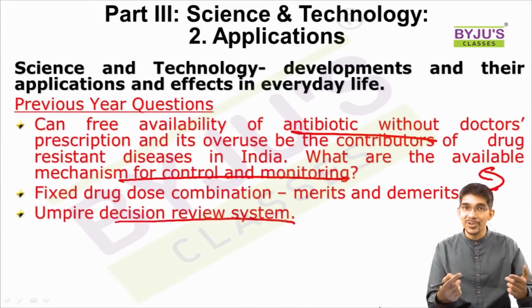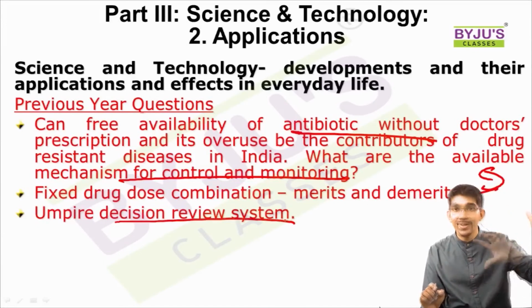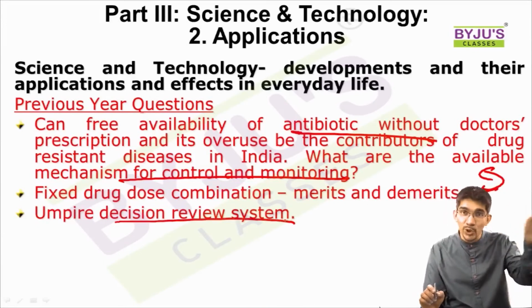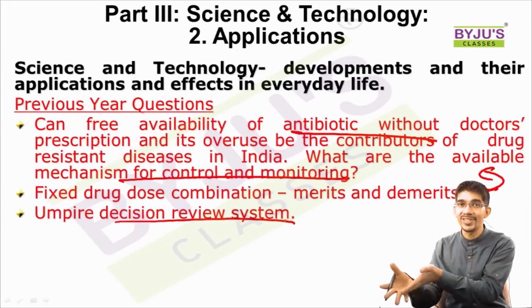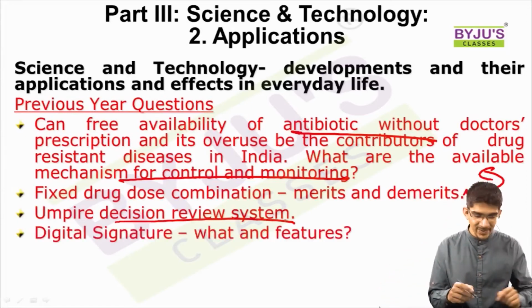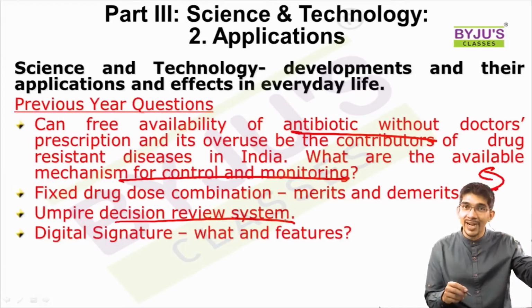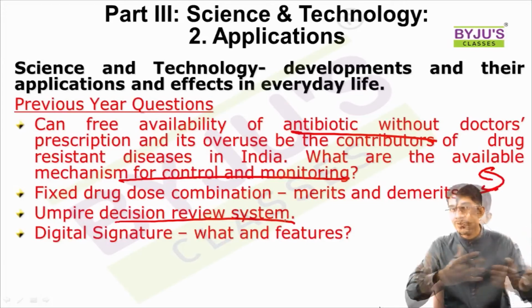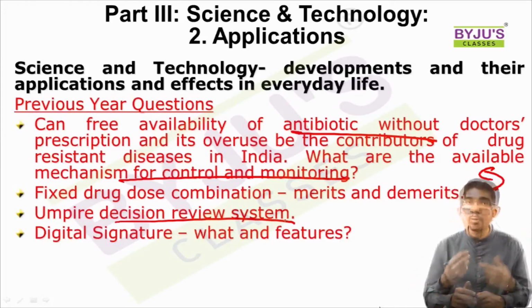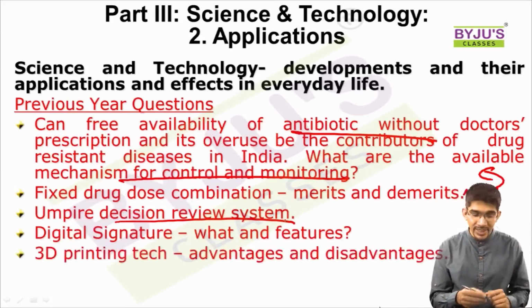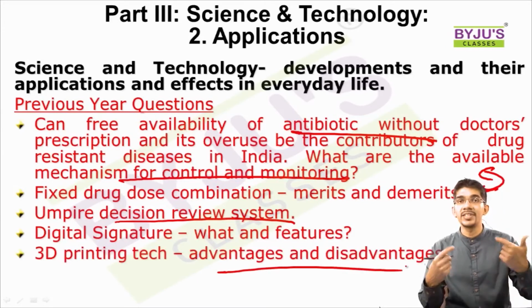Umpire decision review system. It is high technology, camera, infrared technology, etc. being used, applied in sports. So a question based on that. Digital signature, another important IT technology which is being used, which has a daily application. So what is it and what are the features of it? 3D printing, what are the advantages and disadvantages?